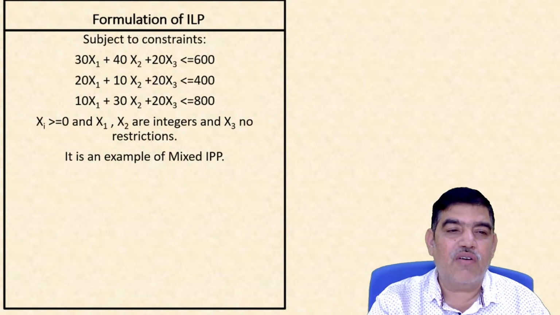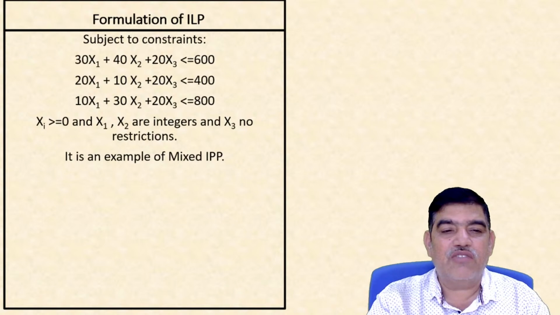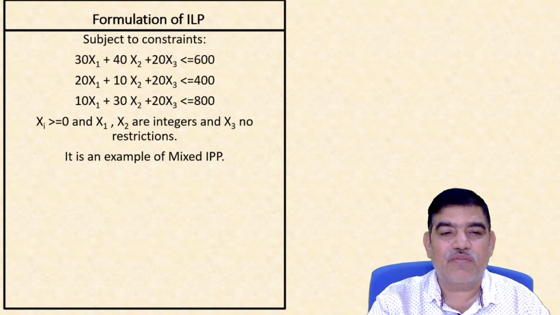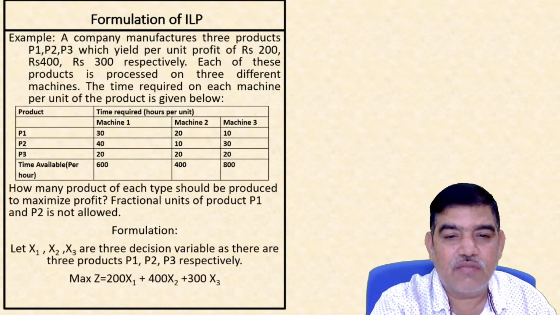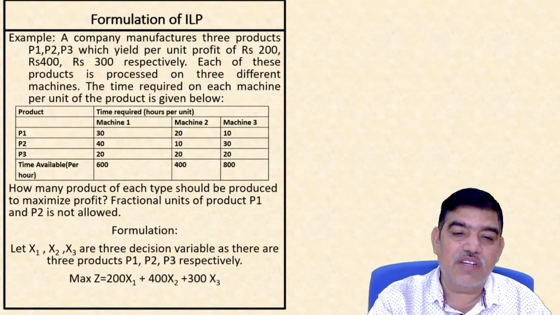And all x1, x2, x3 are greater than or equal to 0. That's why I mentioned here xi ≥ 0, where i becomes 1, 2, 3. And x1, x2 are integers, as in the question it is mentioned, fractional units of product P1 and P2 is not allowed.